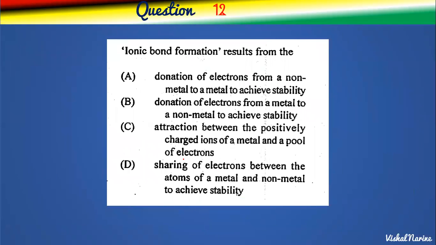Question 12 is basically asking you for the definition of ionic bonding. So ionic bond formation results from electrons moving from metals to non-metals. All right, so our answer there is going to be B, donation of electrons from a metal to a non-metal to achieve stability.